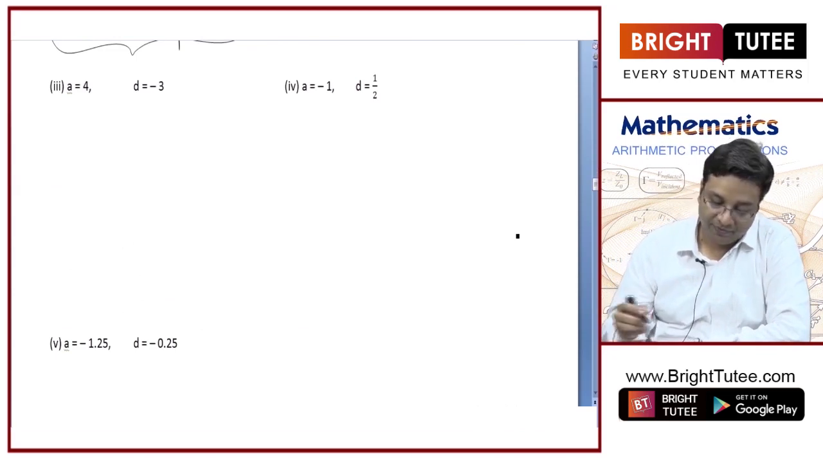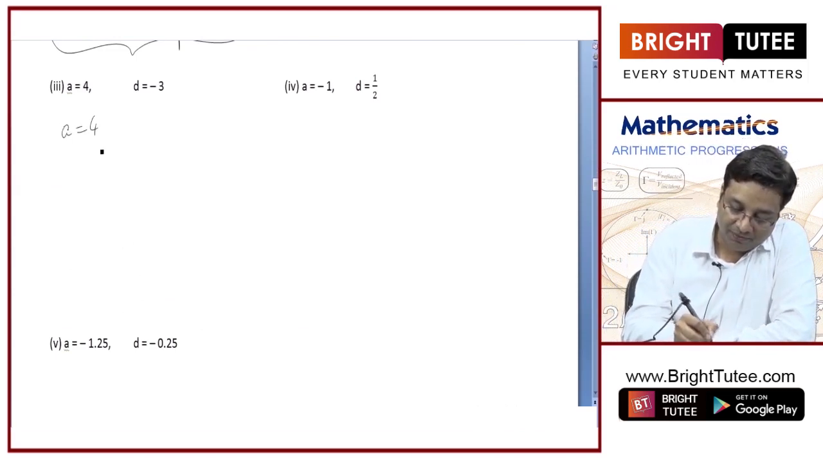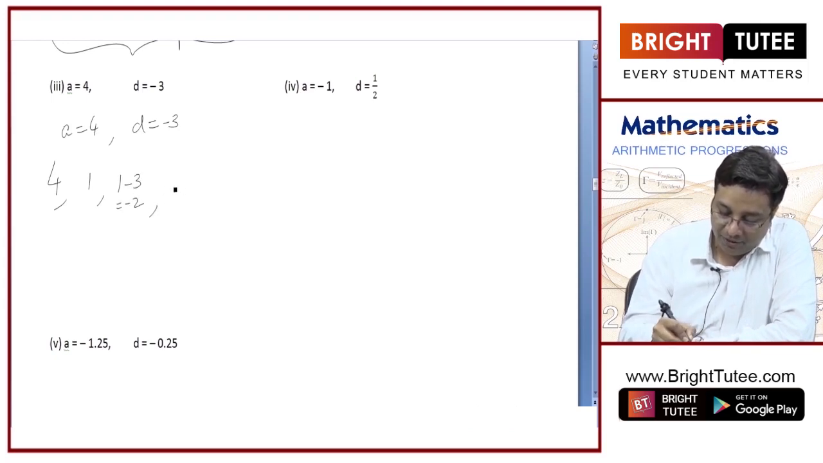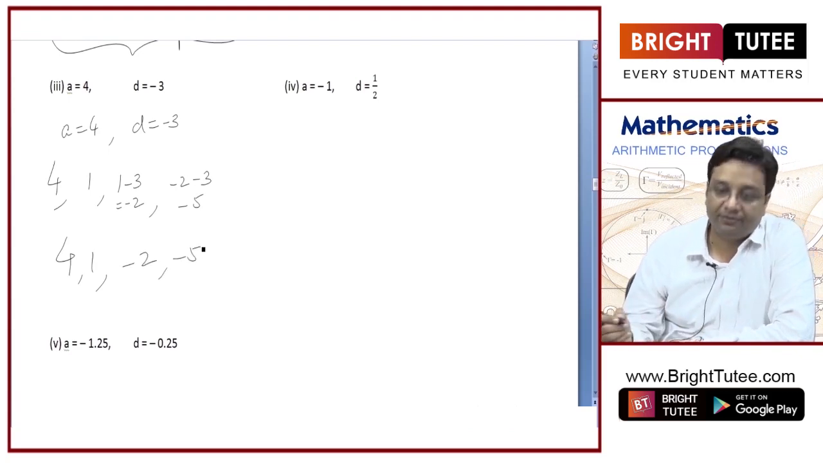Here is the next question. Part 3. In part 3, A is equal to 4, D is equal to minus 3. So first term is 4. Next term will be, if I add minus 3 to 4, it will become 1. Next term will be 1 minus 3, which is equal to minus 2. And next term will be minus 2 minus 3, which is equal to minus 5. So the terms are 4, 1, minus 2, minus 5.